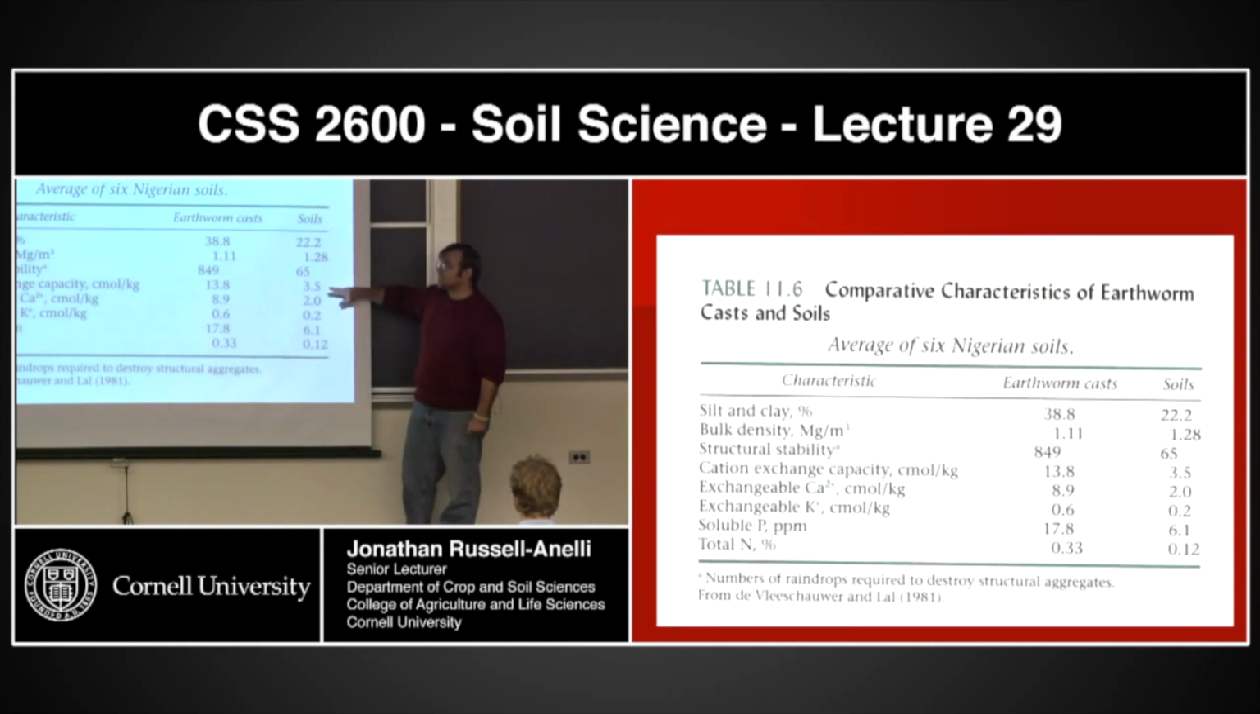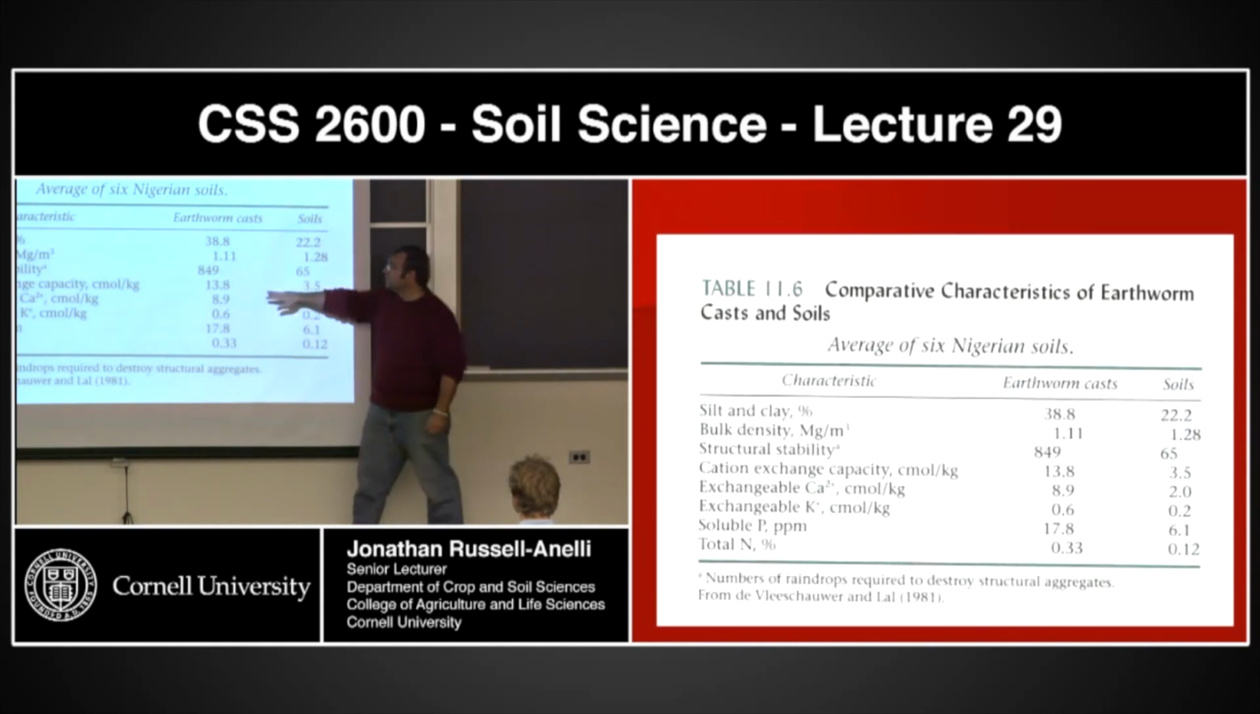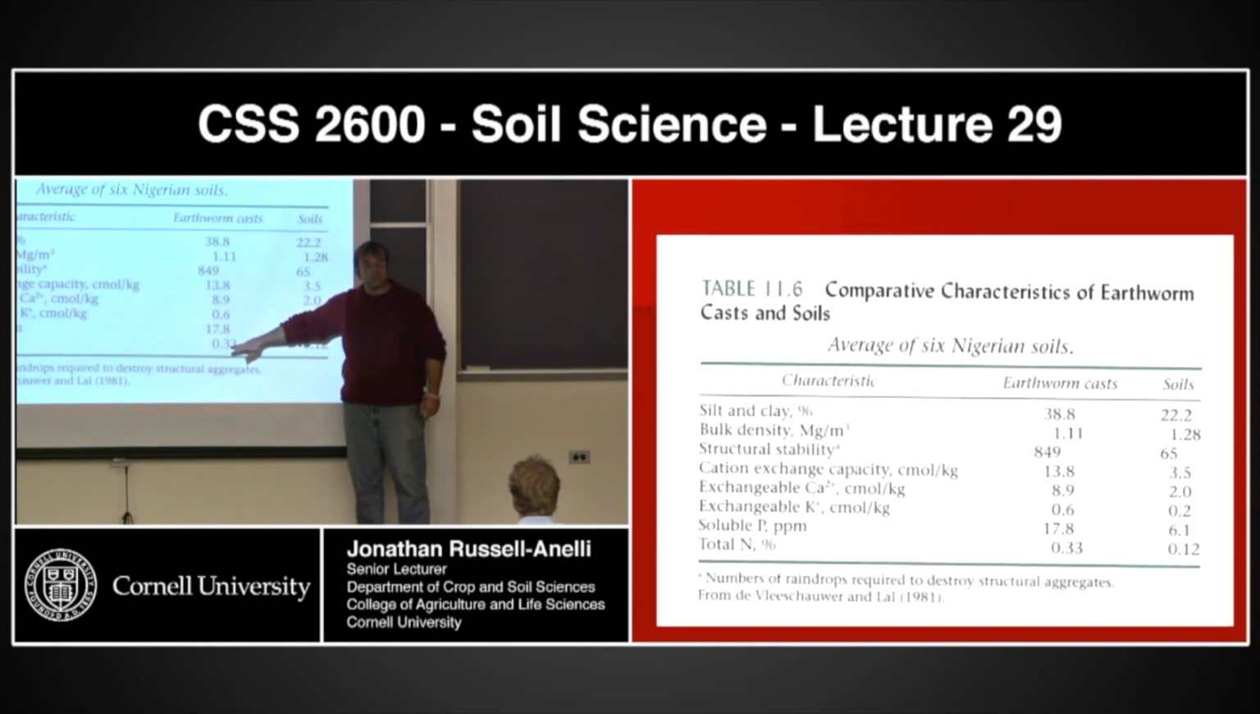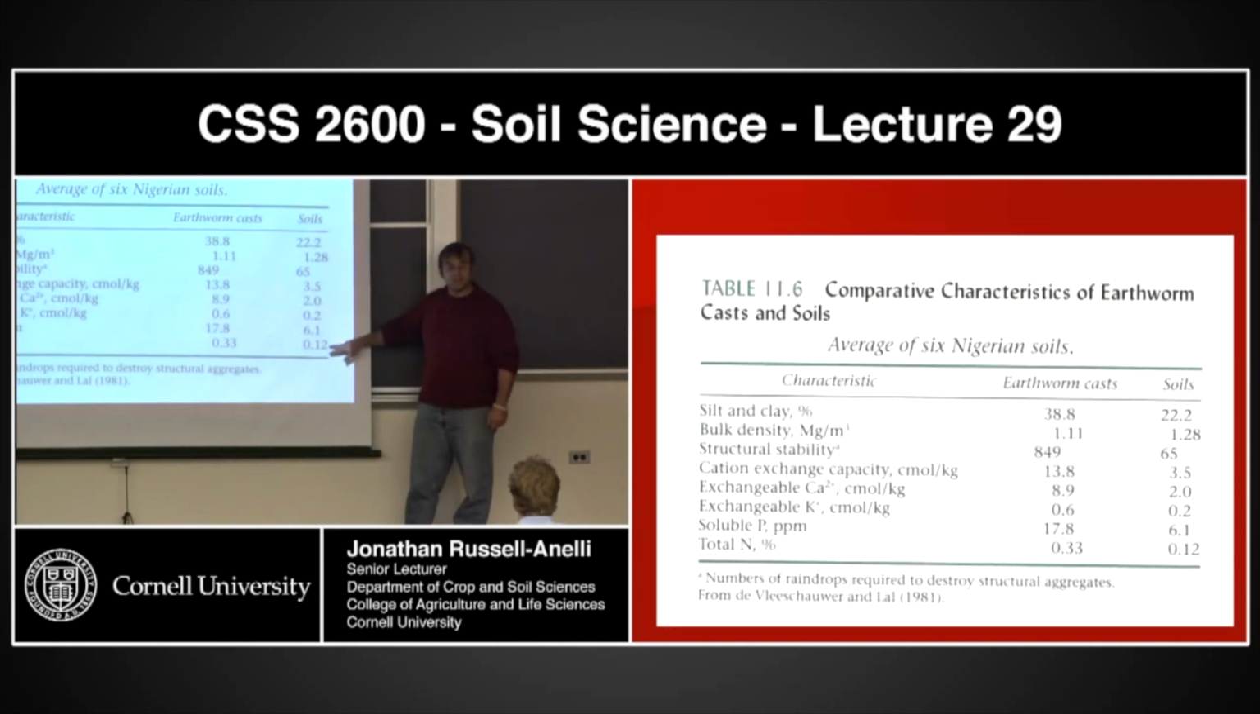Okay, cation exchange capacity. We'll talk about nutrients in a second, but look at this. 14 basically to 3.5. The exchangeable calcium, exchangeable potassium, soluble phosphorus, and total nitrogen, hold off on those, but take a look and notice that in each case we're looking at more nutrients in the cast than in the native soil.